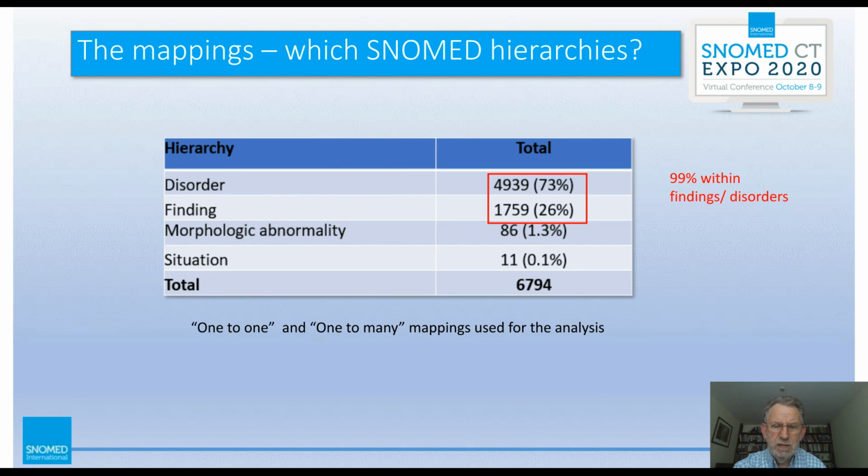If we look at which hierarchies they map to, as you might expect, they map to the disorders and findings, mostly 73% to the disorders, but with a small number to morphology and situation. But 99% within findings and disorders. And this is important because it means there is a big overlap between HPO and SNOMED.